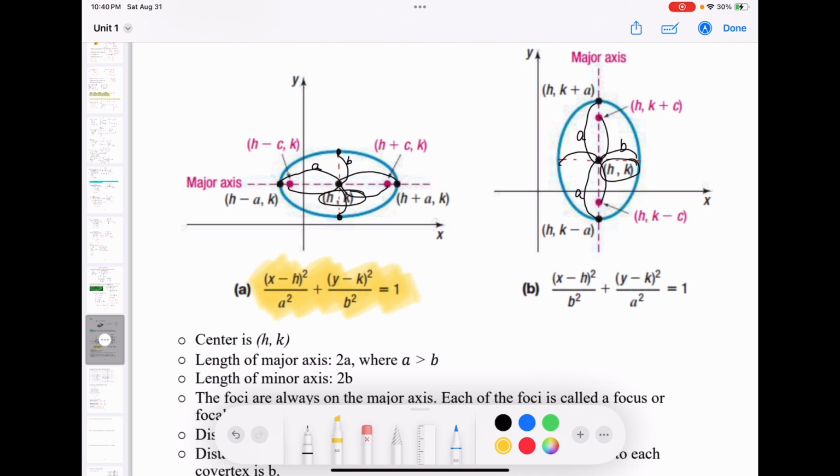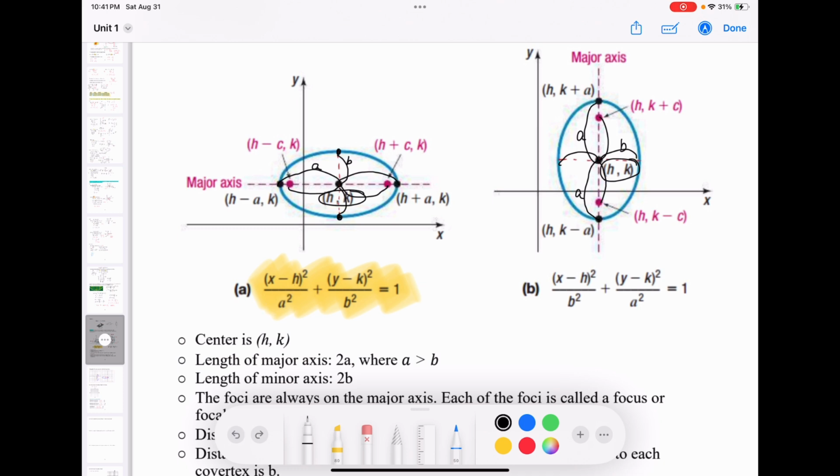For the first graph, please memorize this formula: (x minus h) squared, divided by a squared, plus (y minus k) squared, divided by b squared, is equal to 1. This graph has a major axis parallel to the x-axis, so my a squared is under the x term. If the major axis is parallel to the x-axis, a is under the x.